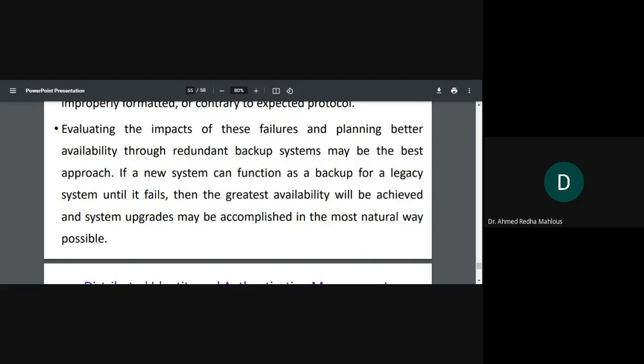Sometimes you have the budget and the resources to have a backup, a new device, a new machine that will replace that old machine. A new machine will be the backup. You don't want to stop that legacy system, you don't want to change it right now, but you buy a new machine and put it as a backup. In case the old legacy machine fails, that new system will take its place and replace the old one.